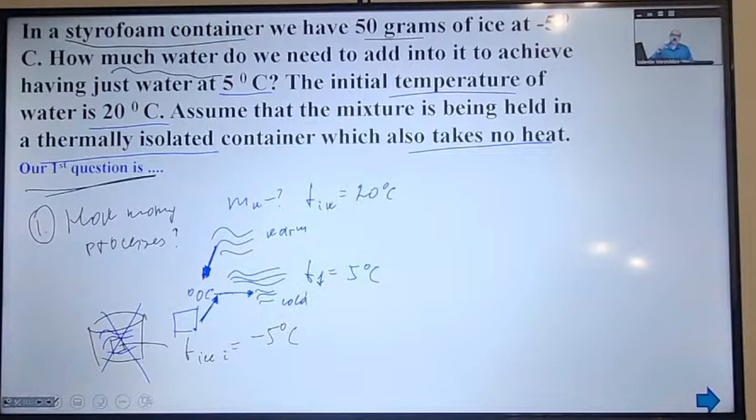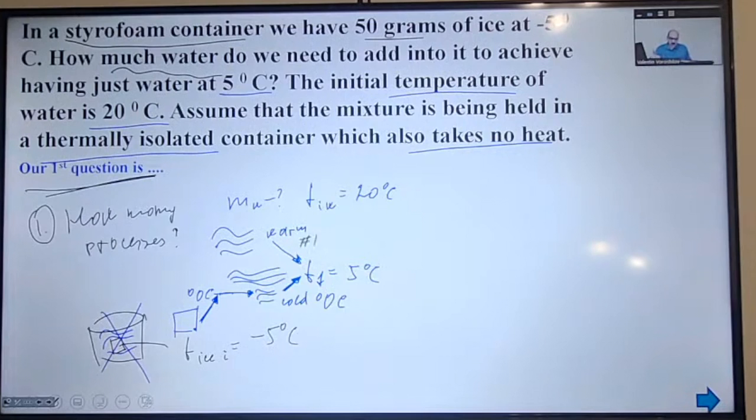This amount of water just came from melted ice. So it has the same transition temperature, 0 Celsius. But the final temperature has to be 5. So this cold water will warm up. Well, probably I should redraw my arrow for the warm water. So each arrow represents a specific process.